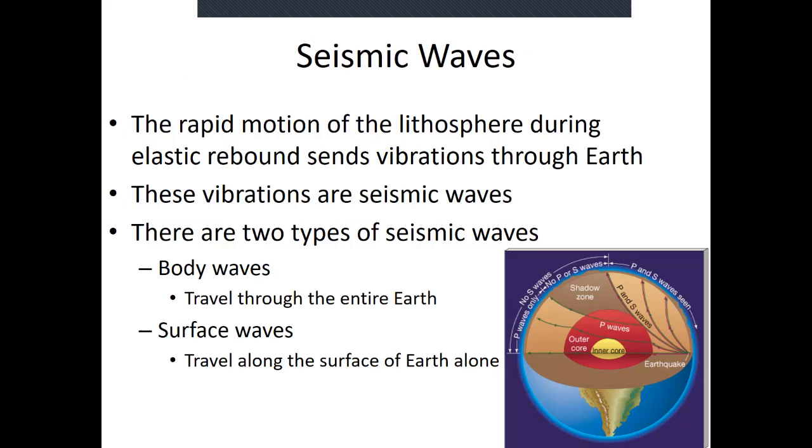So now, whenever an earthquake occurs, energy is released, and a lot of the energy is in the form of seismic waves, which are vibrations that travel through the earth. Now, there are two types of seismic waves. Body waves, those are waves that travel through the interior of the planet. And there are surface waves, which are waves that travel, as their name suggests, along the surface of the planet.